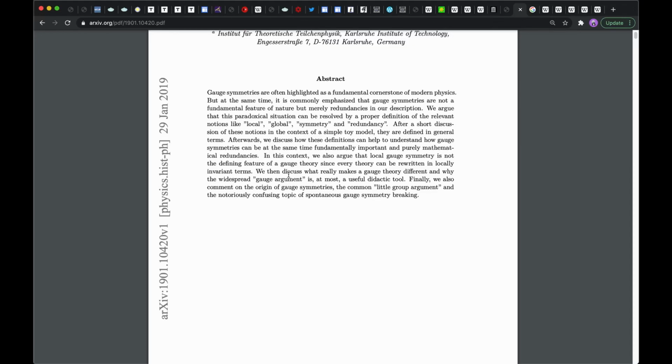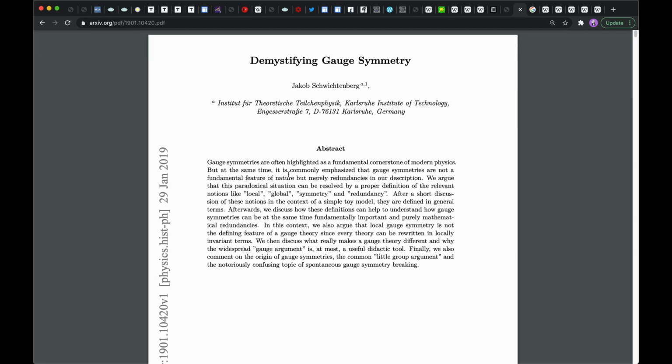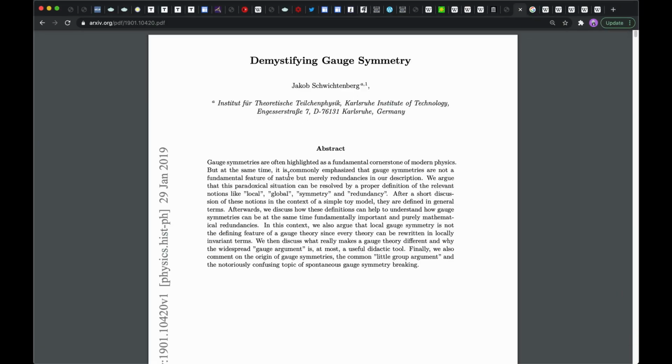Okay, so my plan for today is to briefly discuss this article and also take a look at the end of chapter 15, and afterwards talk about 19.4 in detail. Yeah, okay, so let's start with that paper.